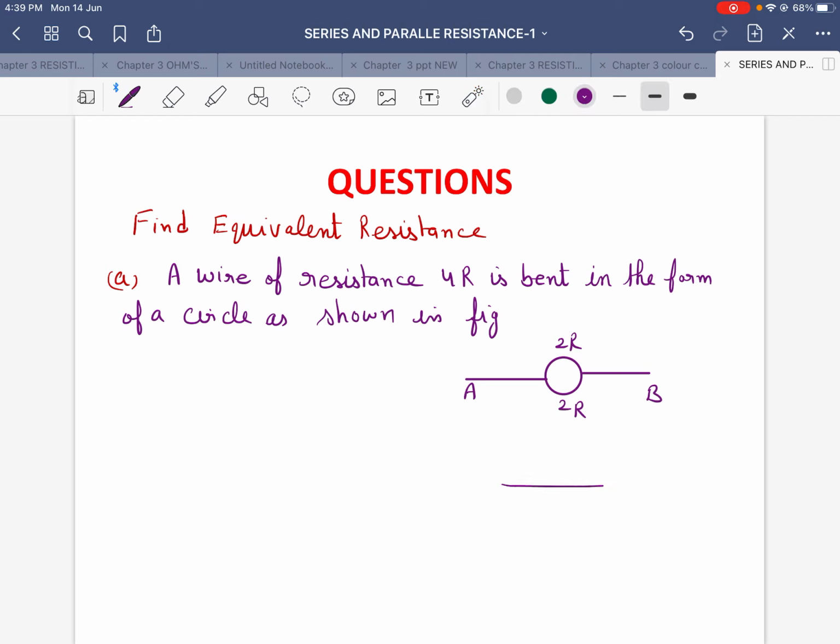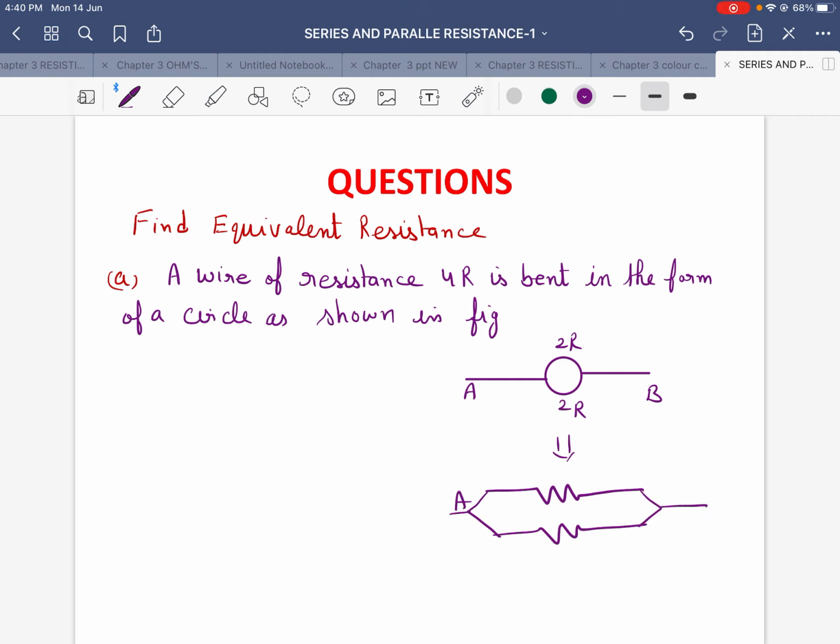Now a complete wire having resistance, suppose, 4R, is bent in the form of a circle as shown in the figure. So this portion of the wire has half of this resistance, that is 2R. This is 2R because it is a semicircle, and this is also a semicircle. Total resistance is 4R, which is divided into 2R and 2R, and we have to find the total resistance. So this diagram can be drawn as two resistors connected like this.